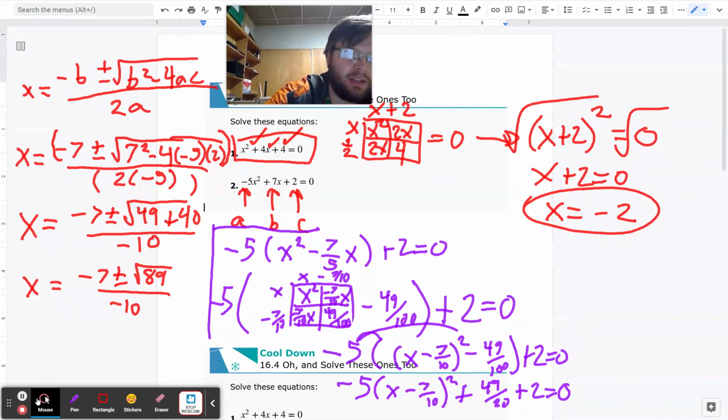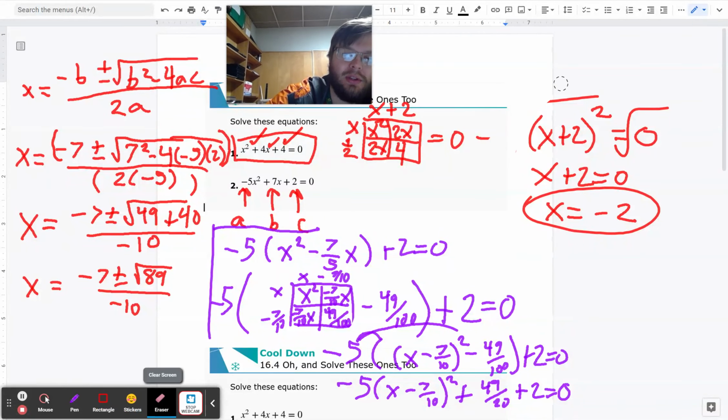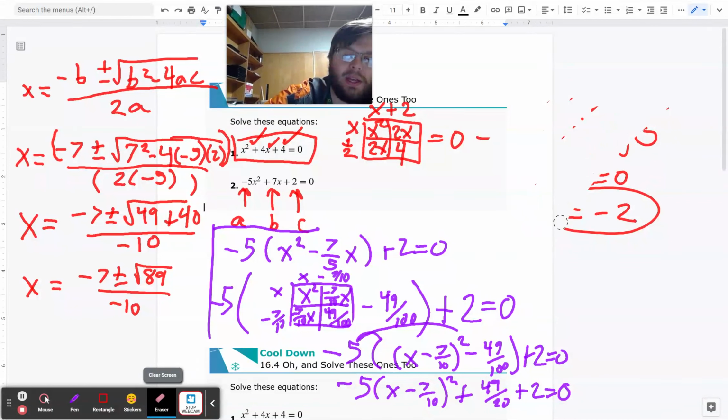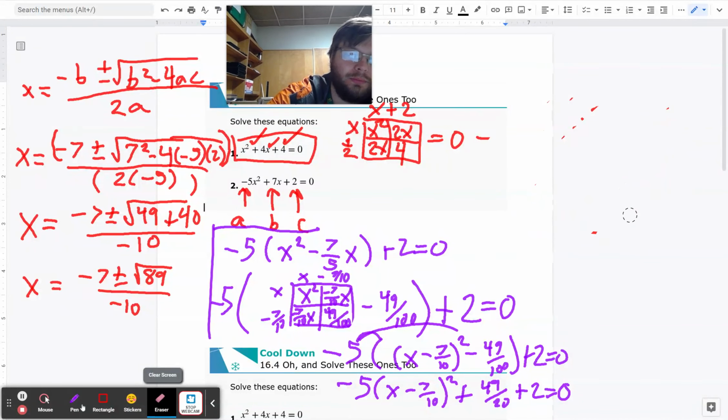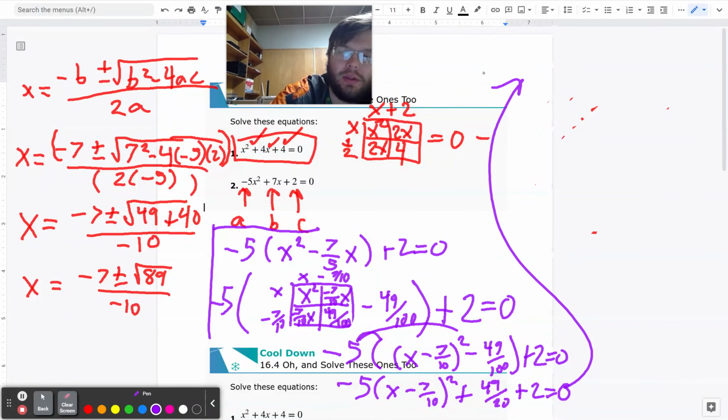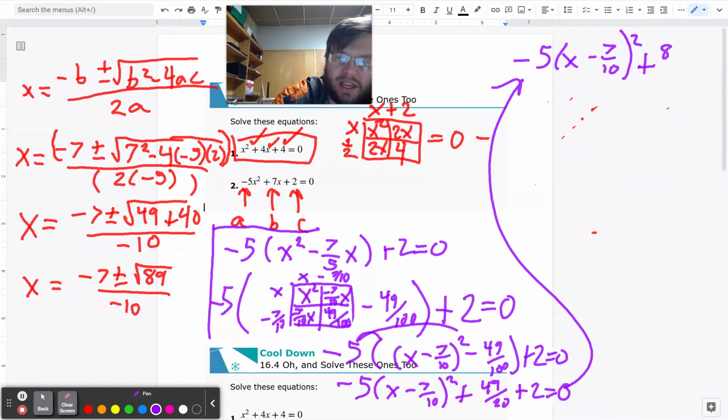Let's see, I'm going to create a little bit of space for myself. Get this business out of the way. Let's scoot everything up here. Now I've got negative 5 times x minus 7/10 squared, plus 89 over 20. Where did the 89 come from? Well, if I add 2, when I make it in terms of 20ths, 2 times 20 is 40. So I'm adding 40 20ths.